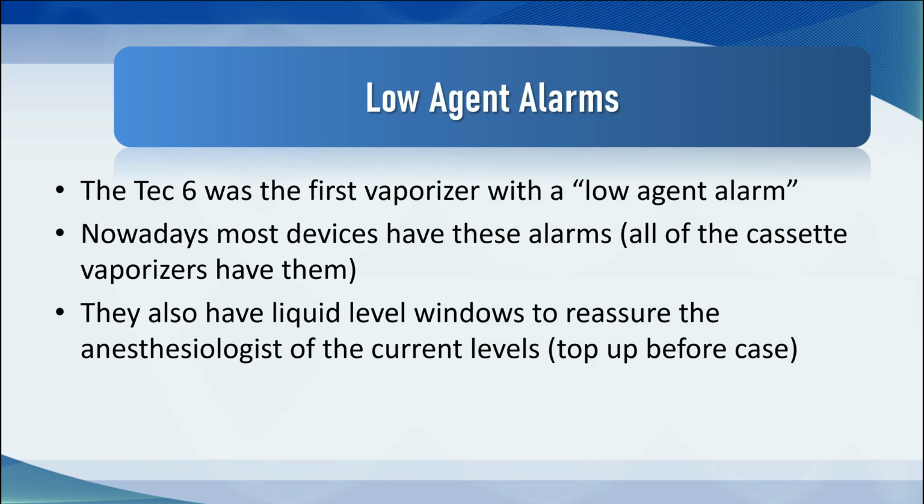One of the most horrifying things that can happen during surgery is if the vaporizer empties, the anesthesiologist doesn't recognize this, and the first thing that they notice is the patient moving or becoming severely hypertensive during neuromuscular blockade. The TEC 6 vaporizer was the first device to have a low agent alarm. Nowadays, most devices have these alarms. All of the cassette vaporizers have them. They also have liquid level windows to reassure the anesthesiologist of the current levels so that you can top up your vaporizer before the case.